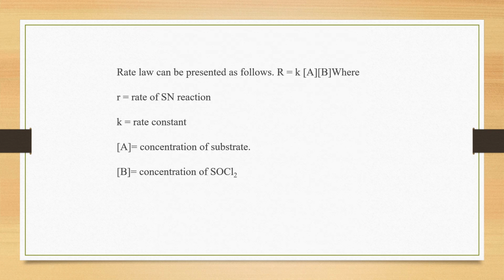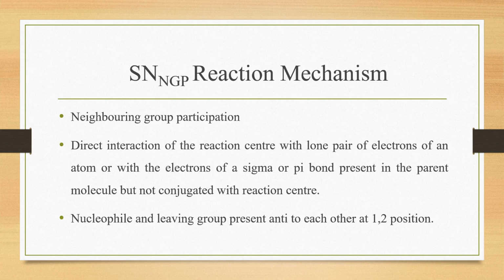Now, when we describe the rate law, it is almost similar, but the main difference is it depends on A, that is the ROH, the substrate, and B, that is SOCl2. This is very important because these are the only reactants, and thus we can see this having a second order.